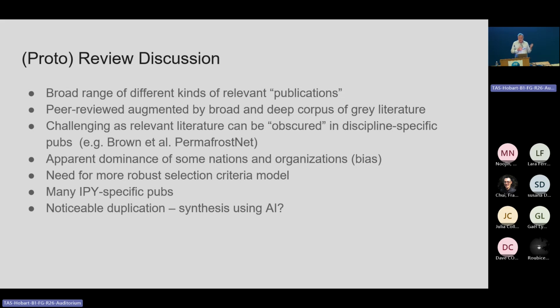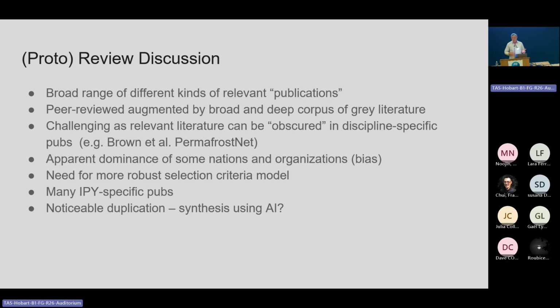An example that's more personal experience is this group in Canada called PermafrostNet. A lot of stuff is being published under PermafrostNet, and they're doing really amazing things in the data world. But it's not showing up on the search for polar data. You'd need to be searching for permafrost. I am seeing dominance of some nations, so I think we'd have to figure out ways to deal with that. There are many IPY-specific publications, so I think there's quite a bit to draw on, and thanks to the folks who were involved in that, because we have a record there.